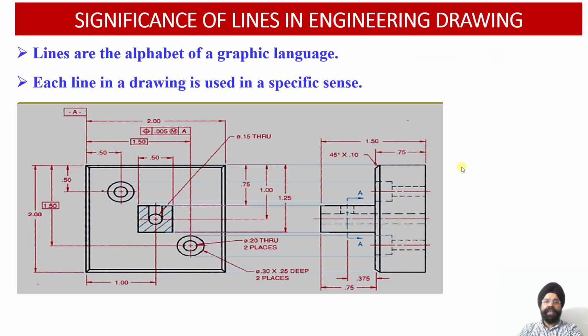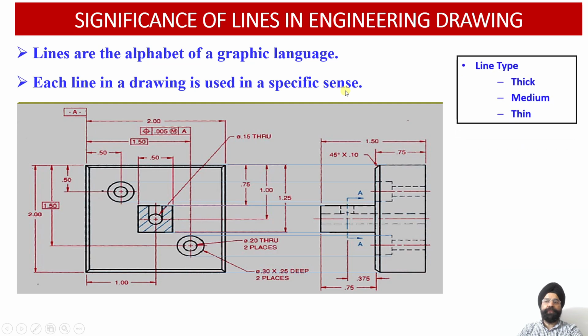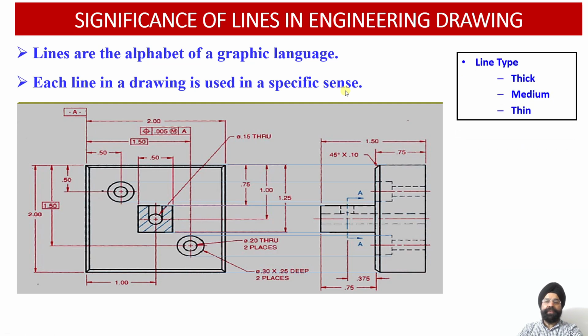So we need to understand, to begin with, what is the significance of different types of lines in the engineering drawing. Lines are basically the alphabet of the graphic language, and there are a large number of lines used on engineering drawings, and each line in a drawing is used in a specific sense. So there are different categories of lines used in engineering drawing, and they can be categorized in different ways.